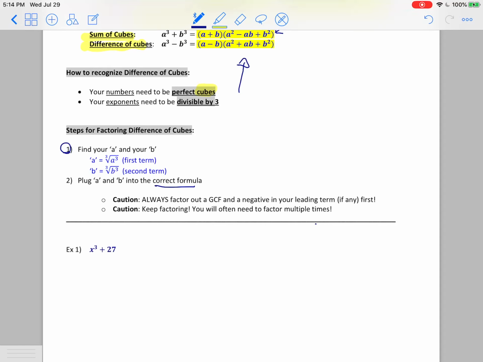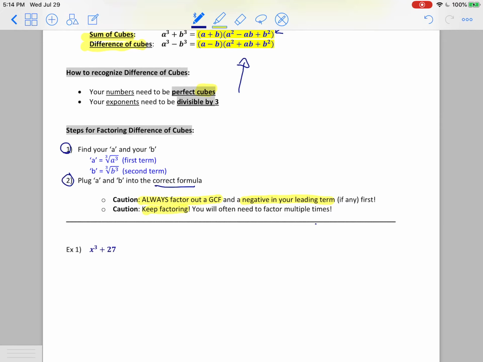Now, of course, we always need to be careful of these two things here. We need to be cautious that if we have a GCF, we have to factor that out. If we have a negative in our leading term, we always want to factor that out. And then at the end, of course, we keep factoring. Sometimes we have to factor multiple times depending on what our answer looks like when we're done with the first step. So we just be cautious of those two things.